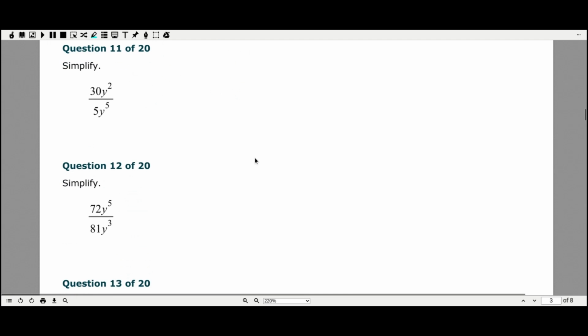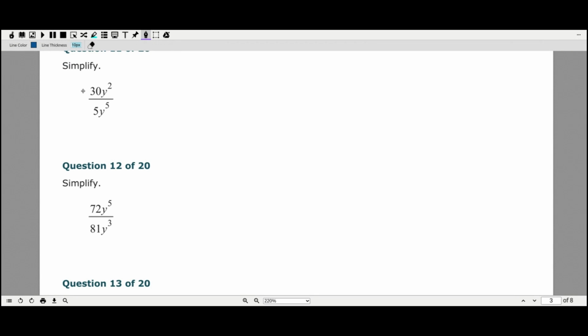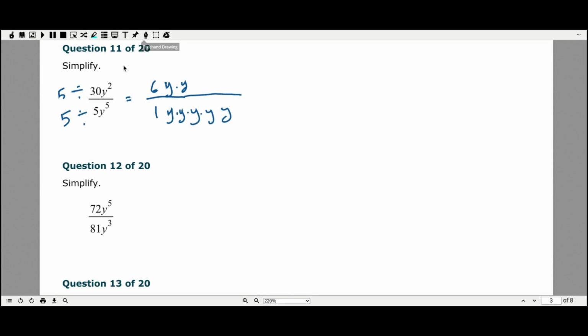Okay, now we go down here, problem 11 and 12. So you have to simplify your fraction now. 30 over 5. You can reduce it by 5. So that will give you 6 over 1. Oh, y squared and y to the fifth power. How do we do that? So y squared is y times y, and y to the fifth power is y times y times y times y times y, 5 times.